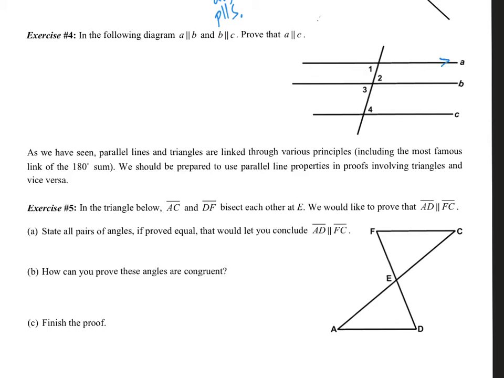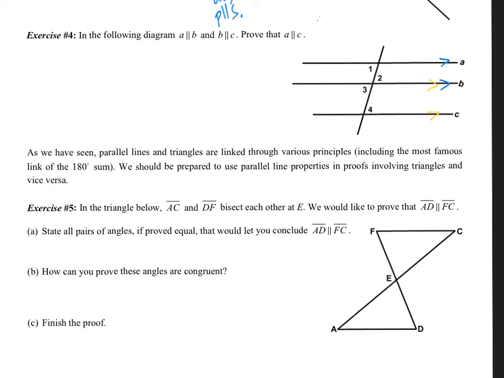So A is parallel to B, and B is parallel to C. And I want to prove that A is parallel to C. This is actually going to be really important because it's going to lead us to something called our transitive property later on when we do proofs. But let's actually just prove this for ourselves, right?